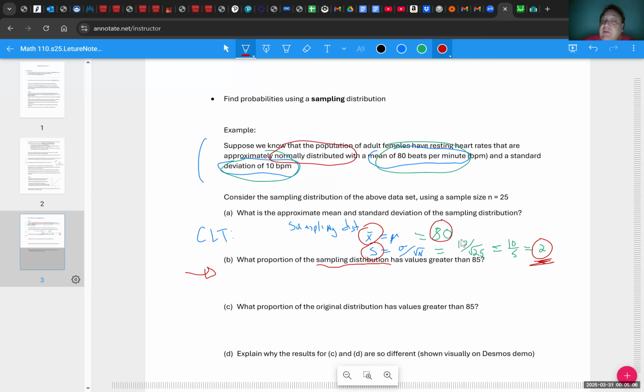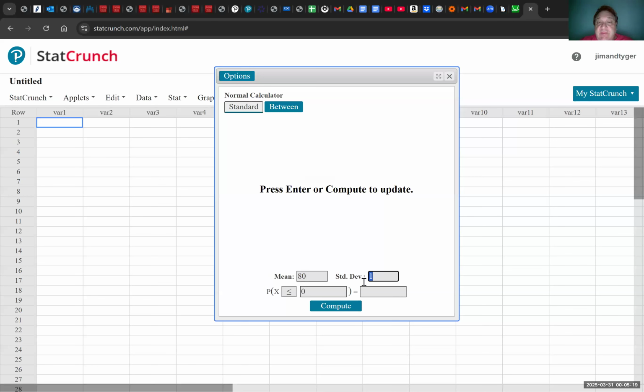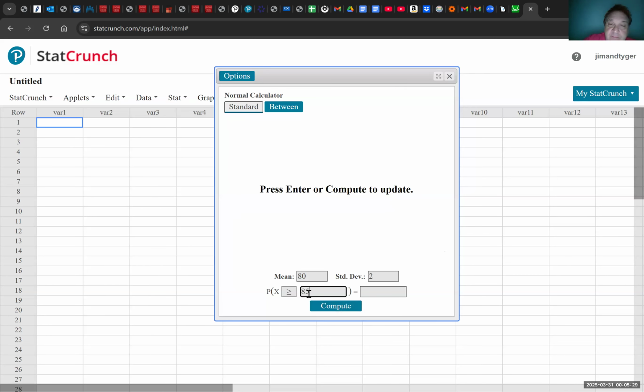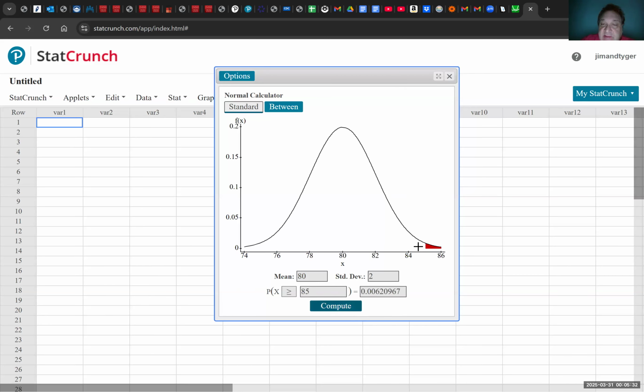So I'm going to put in a 2 there because this question B that we're working on right now is asking what proportion of the sampling distribution has values greater than 85. So when I go over here to my StatCrunch, I put a standard deviation of 2, that's for our sampling distribution. I want to find the values that are greater than 85. And I'll compute. Here's my sampling distribution. It has a mean of 80, a standard deviation of 2, and then 85 is over here.